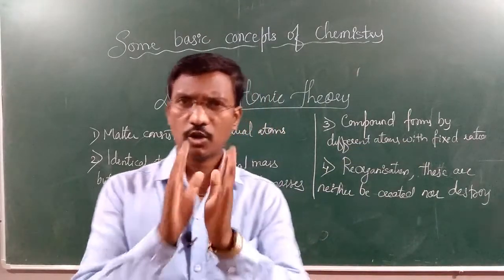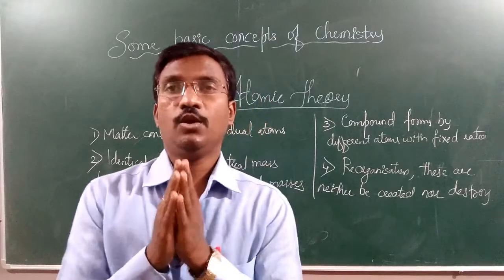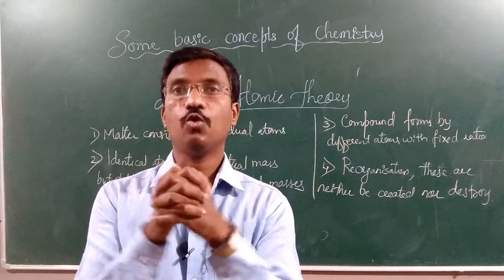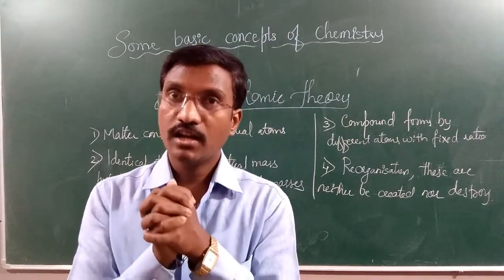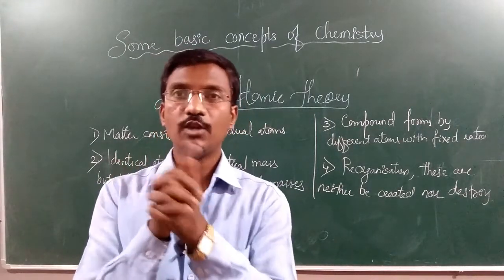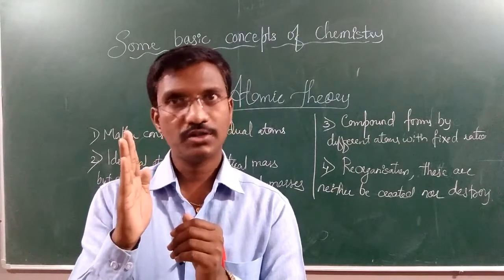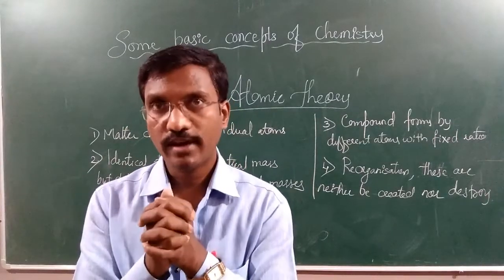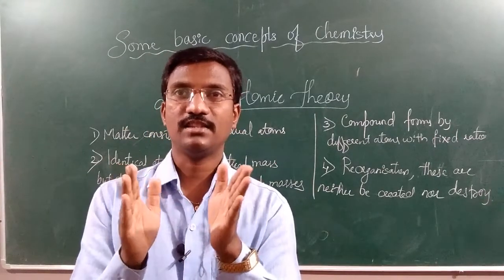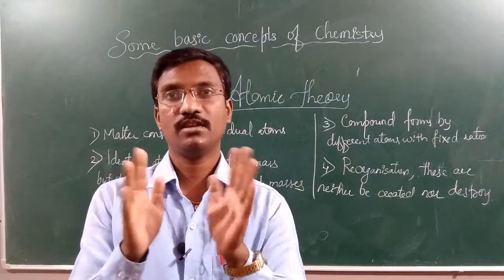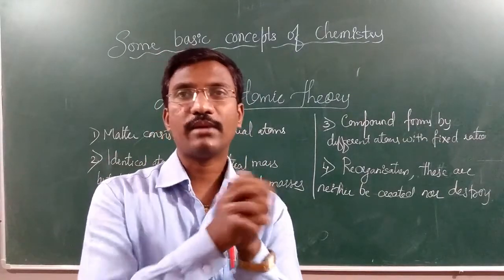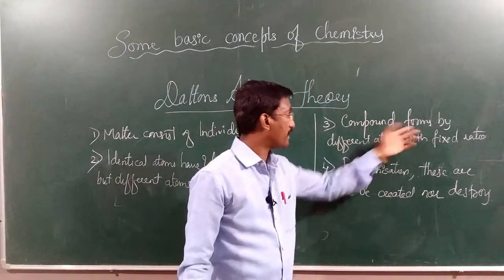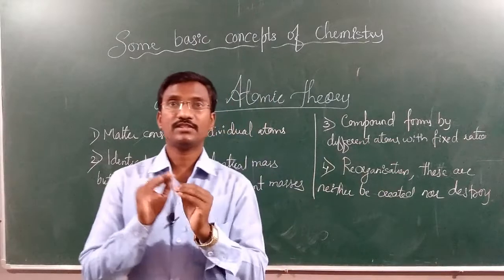A fixed ratio, for example: water is H2O. H is always 2, oxygen is 1. H2O, the ratio remains the same. Similarly, the formula of ammonia is NH3. In ammonia, the number of nitrogen is 1 and hydrogen is 3. NH3, 1:3. It is fixed. For benzene, C6H6, carbon is 6 and hydrogen is 6. It is a fixed ratio. Similarly, carbon dioxide, CO2: carbon is 1, oxygen is 2. So whenever a compound is formed by different atoms, they maintain a fixed ratio.